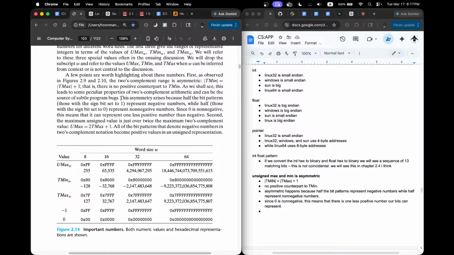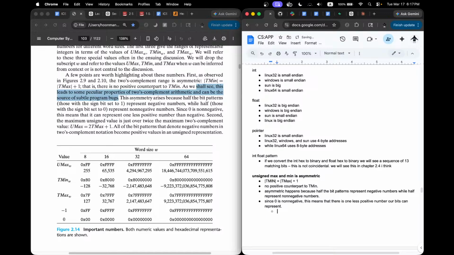Where's the bug part? Yeah, right here. This can lead to some peculiar properties of 2's complement arithmetic and can be the source of subtle program bugs. What could be the source of... Like, if I had to relate it, it reminds me of the array indexing with zeros. That doesn't really matter. It's a little different.